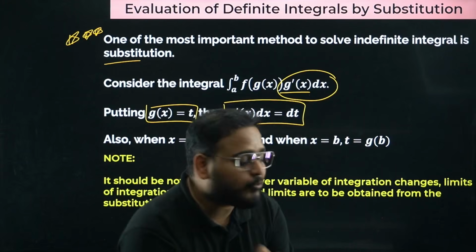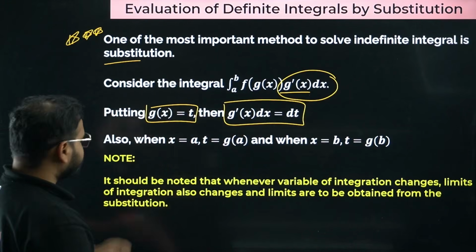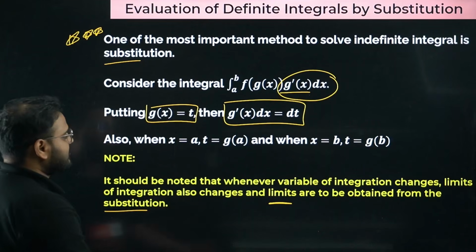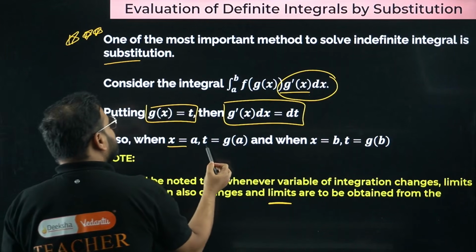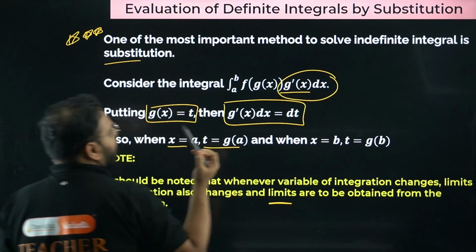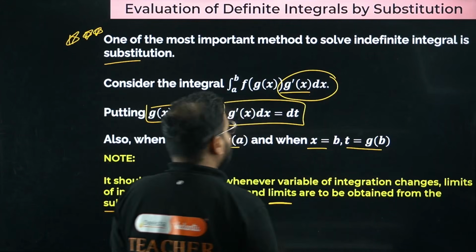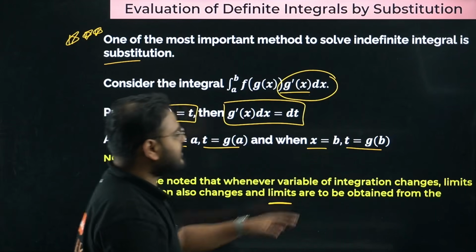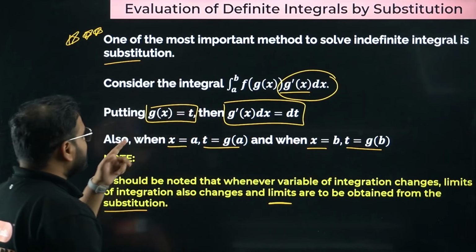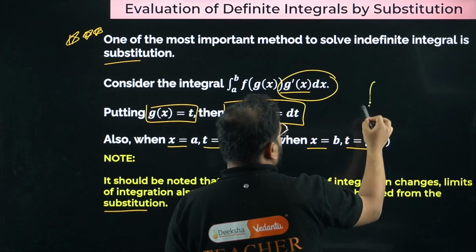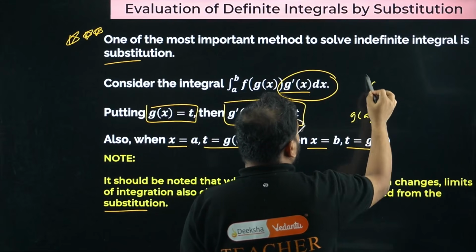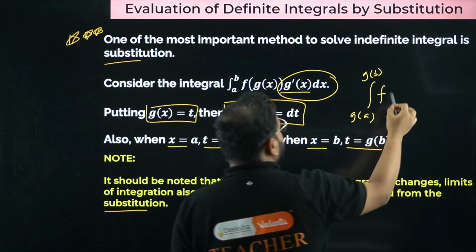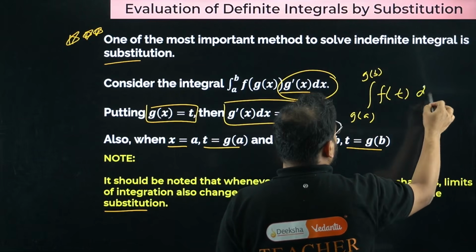Over here, you have to change the limits. Also, the limit has to be changed. We have to find the limits as well. So check this out. When x is a, t will be g of a. When x is b, t will be g of b. So I have to substitute x as a, t will become g of a. When x is b, t will become g of b. So this whole integration will transform. It will become g of a to g of b, with f of t dt.